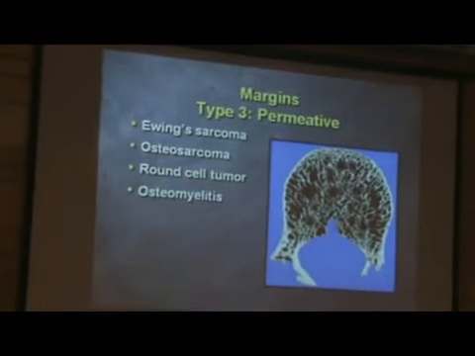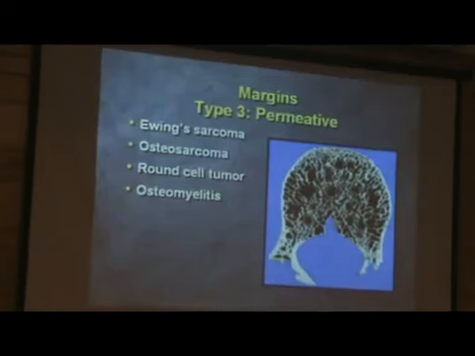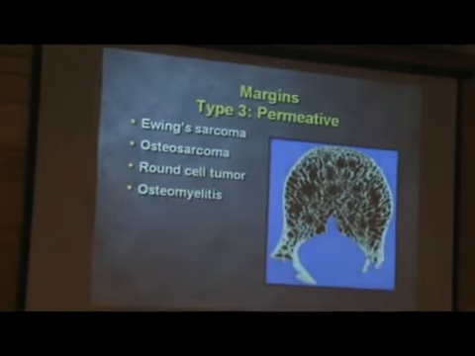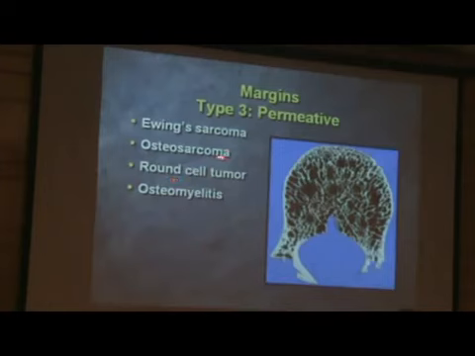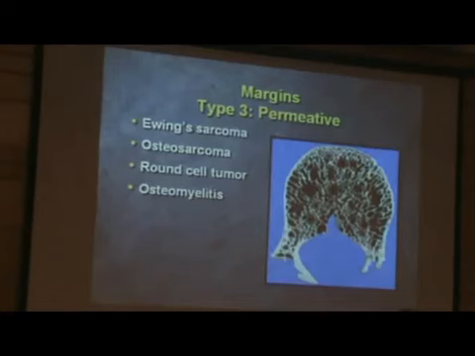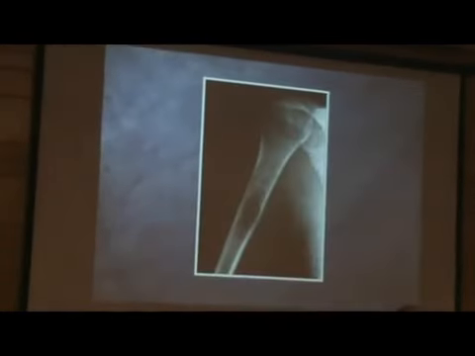The last type is the most aggressive. We always use it as a buzzword. When we say permeative, it's almost never good. Typical examples are going to be Ewing sarcoma, osteosarcoma, and the rest of the round cell tumors like lymphoma, and osteomyelitis, especially in the acute phase if it's destructive.